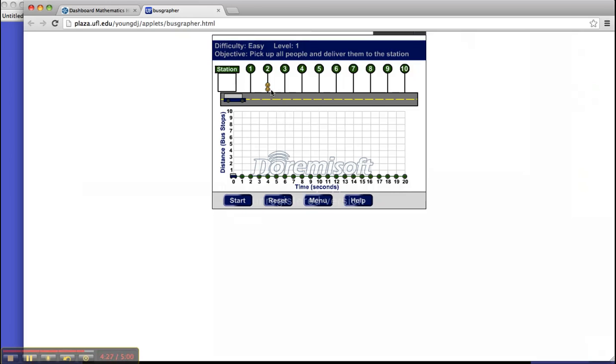So I want to pick up these two people and take them back. I notice that I need to go up to the distance of 2. I need to stay there for at least 2 seconds to pick up those two people, and then I want to go back. So if I take my little truck, I pick up the people and I go back. So notice my time in seconds is passing. My distance, the bus stops, is going on. So I want y'all to play this game.